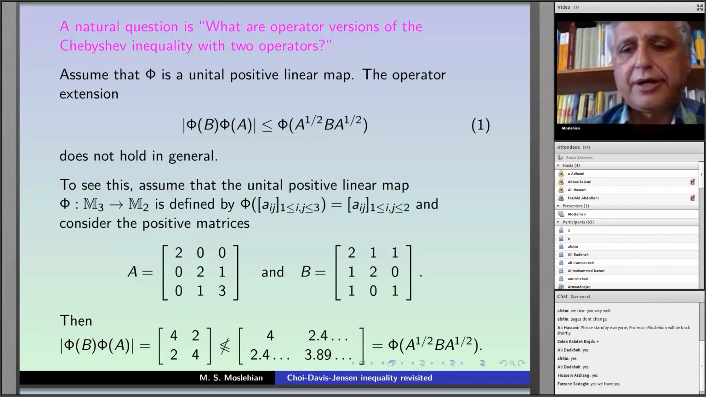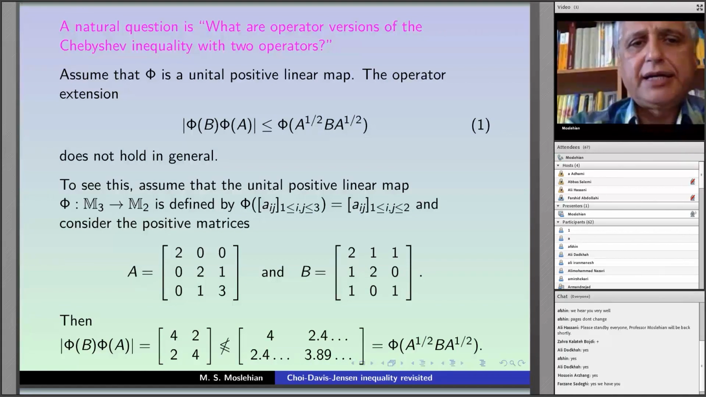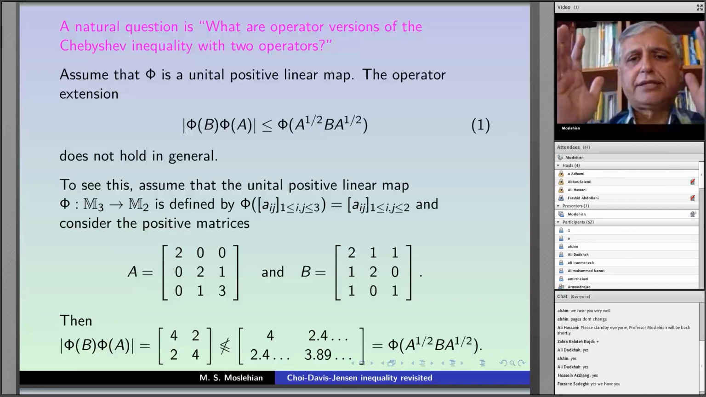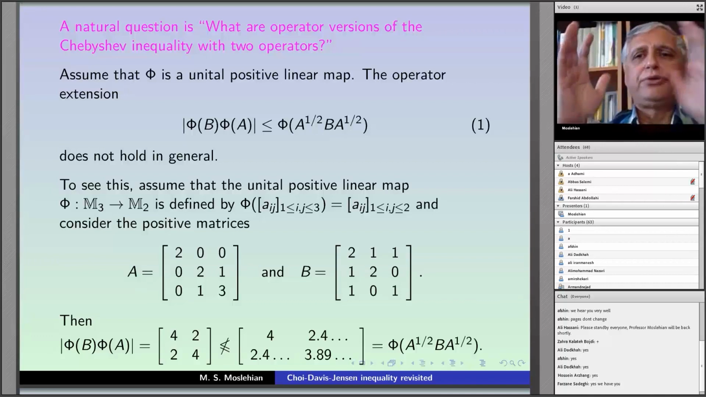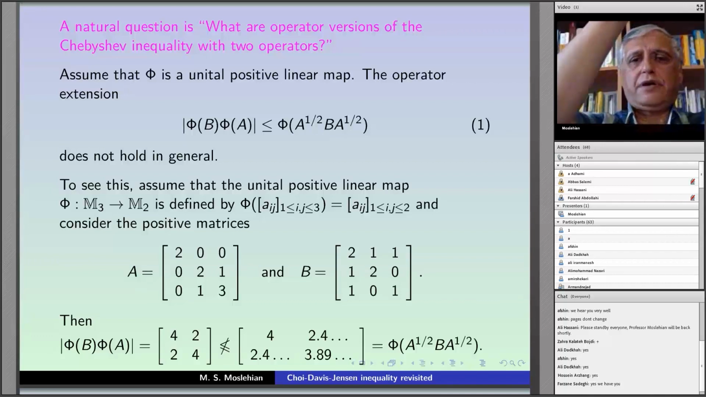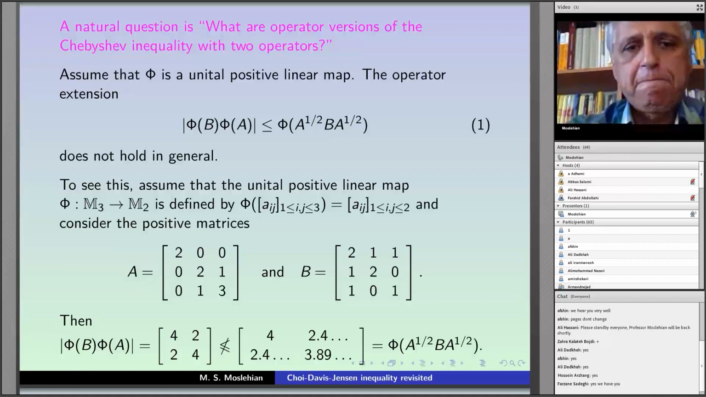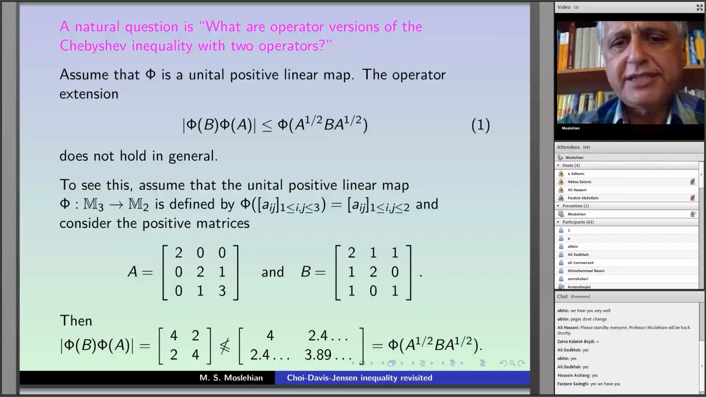To show this, assume that phi is the unital positive linear map defined by this: the compression of a 3 by 3 matrix to the 2 by 2 matrix in the left upper corner of the matrix. And consider these positive matrices. Then we can see that the left side is not less than or equal to the right side. This means that the difference of these operators is not a positive operator.